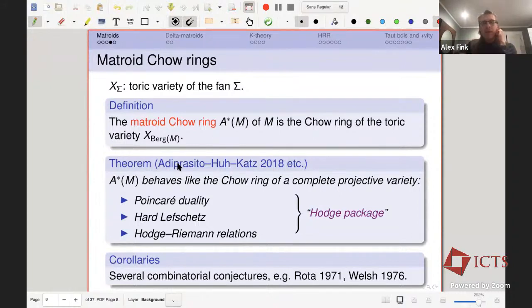Which properties? Well, there are these three identified in this theorem. This ring A star of M always has Poincare duality. It has the Hard-Lefschetz property. It has the Hodge-Riemann relations. Again, I won't be using these precisely, so I won't spell out what they are, but these are a collection of positivity type statements in algebraic geometry that June Huh and others have called the Hodge package, and they are true for geometric reasons of complete projective varieties, say over C, but they also hold for all of these Matroid Chow rings. Question?